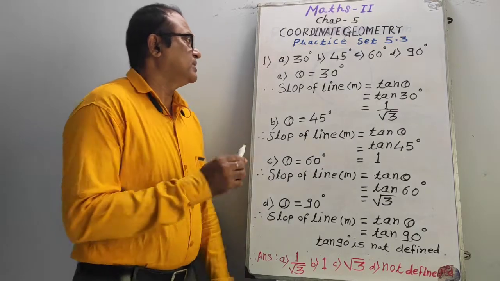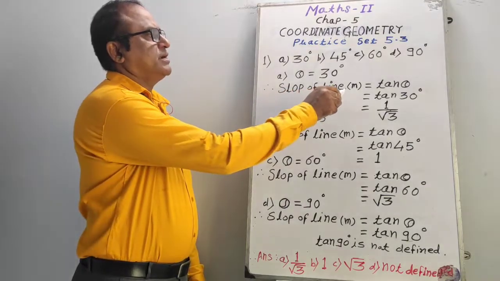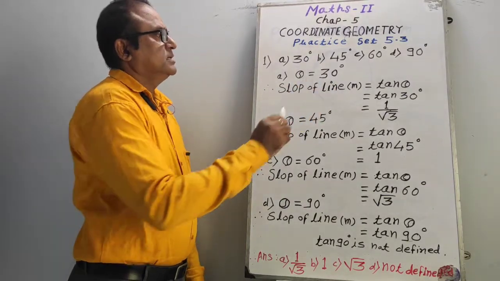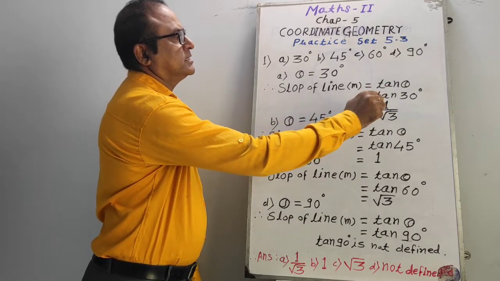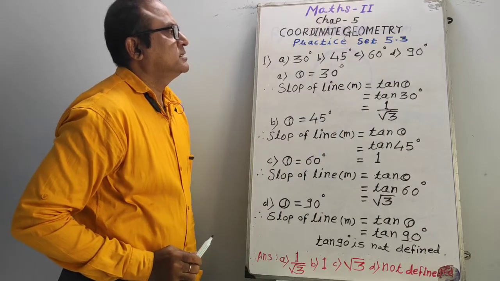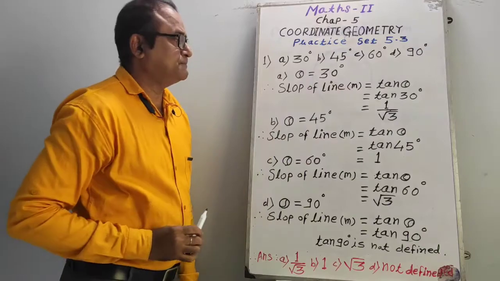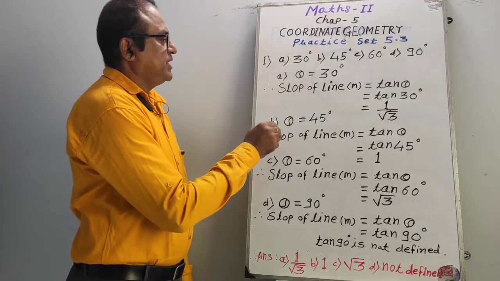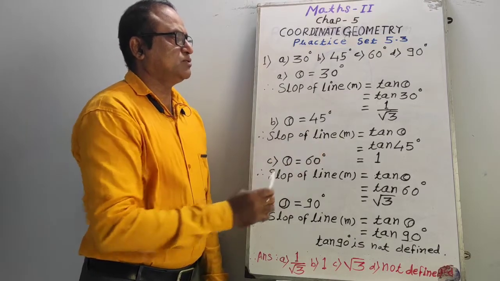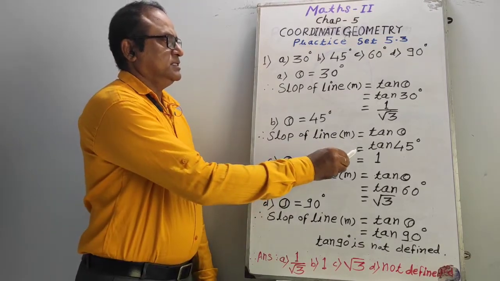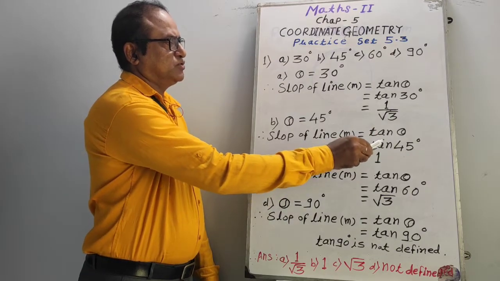Let's see. First, theta is equal to 30. Then the slope of the line m is equal to tan theta, is equal to tan 30, which is 1 upon root 3. Second, B, theta is equal to 45 degree. Therefore, the slope of the line m is equal to tan theta is equal to tan 45 degree, and the tan 45 ratio is 1.